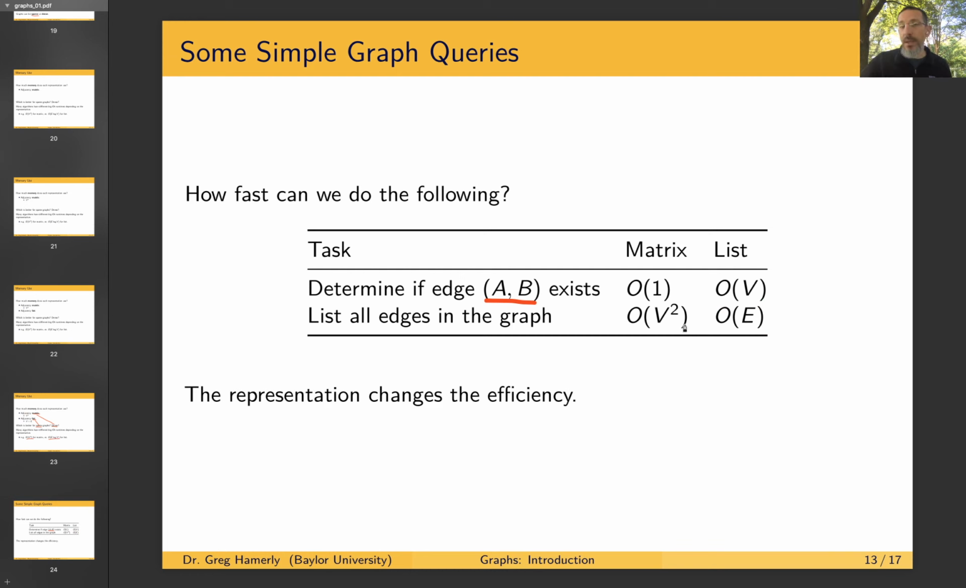So again, if E is small, if this is a sparse graph, then V squared might be much larger than E, and so a list representation might be much quicker in this situation. Now, of course, these might be identical if the number of edges is close to V squared. So again, it depends on the sparsity or the density of our graph and also on the representation. But the point is that the representation that we use and the sparsity or density of the graph changes the efficiency of our algorithms.